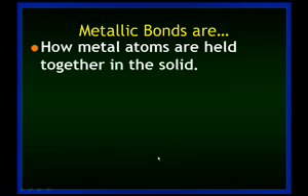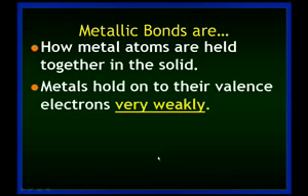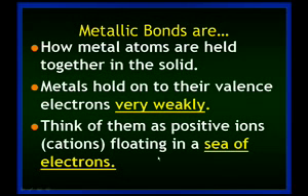Now, metallic bonds are kind of an odd form of bonding. It's a separate category, and it just describes how metals are held together within a solid. Metals don't hold on to their valence electrons very well. So they have a very weak hold on their valence electrons. Now I'm talking about your transition metals, the ones in the middle that I crossed out on the periodic table and said don't worry about them. You're still not going to have to count the valence electrons, but you're going to have to understand how the electrons are positioned.